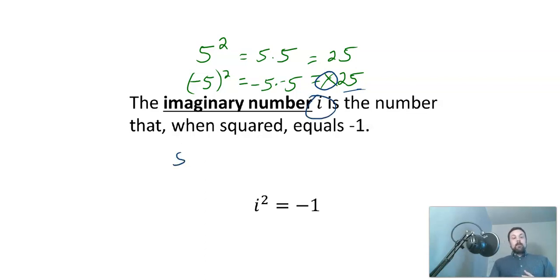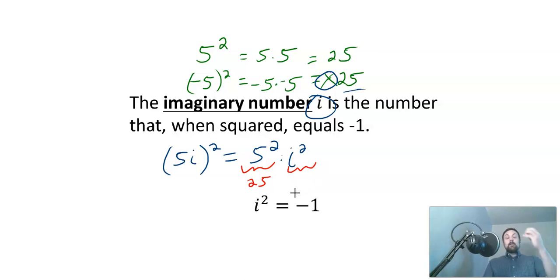So if we take 5i and raise that to the second power, again, putting parentheses around it to square the whole thing, that power of 2 applies to both. So you get 5 squared times i squared. And 5 squared we already know is 25. i squared we just defined as the number that when it gets squared equals -1. And so we get 25 times -1. And now we can get negative results after squaring a number. We couldn't do that before with the regular set of numbers. Now we have a way of making that happen.